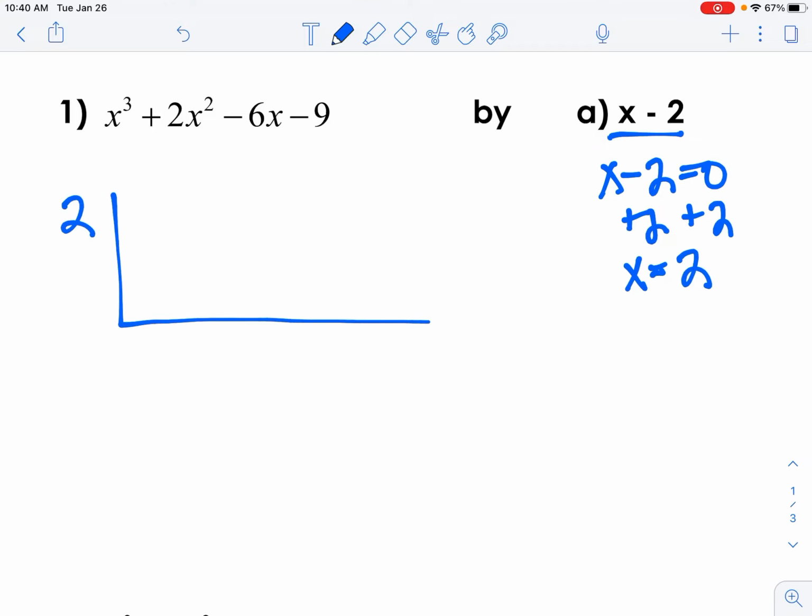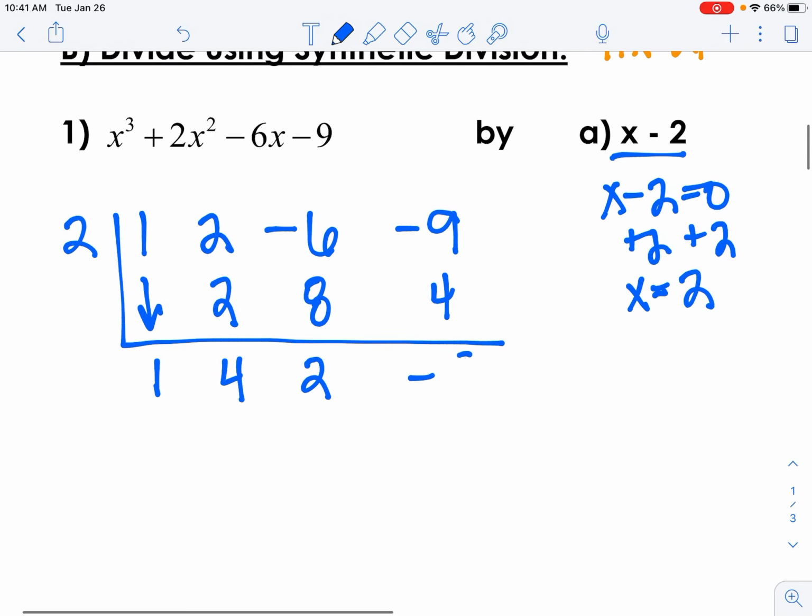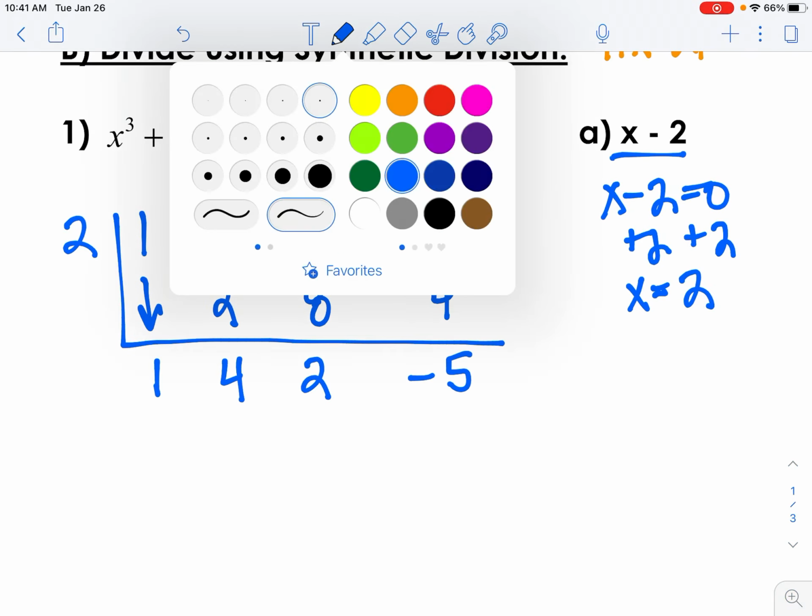So I put 2 on the outside. Then remember, we line up our coefficients. In front of x cubed is a 1. In front of 2x squared is 2. Then negative 6, and negative 9. We drop down the 1. 2 times 1 is 2. Add straight down to get 4. 2 times 4 is 8. Add straight down to get 2. 2 times 2 is 4. Add straight down to get negative 5.